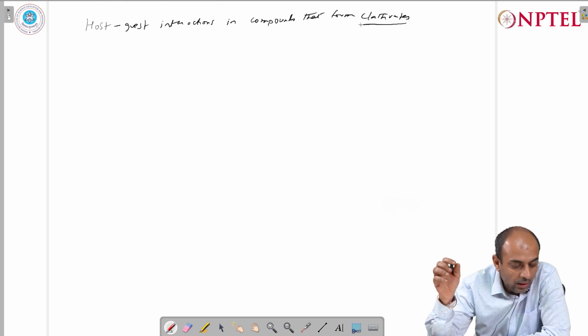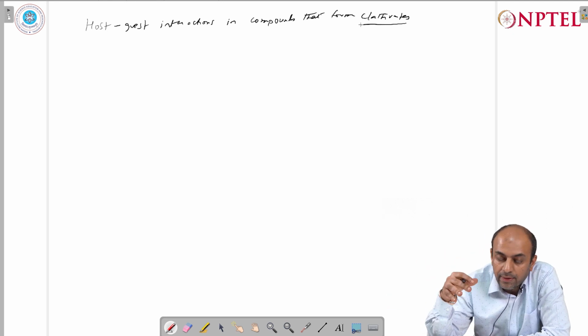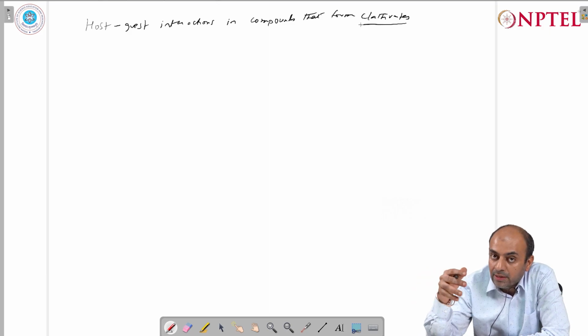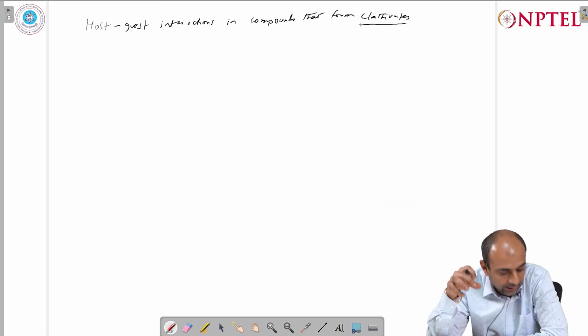So now we can look at these different aspects of solid state arrangements of the host molecules in the presence of the guest molecules, where it is not a prerequisite for the host molecule to interact specifically with the guest.